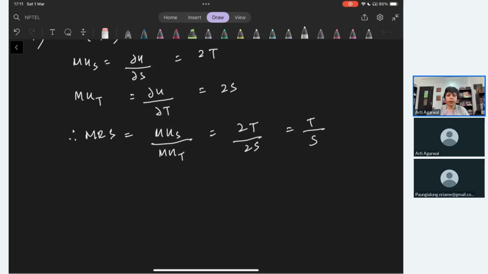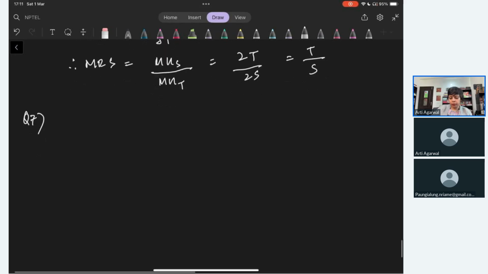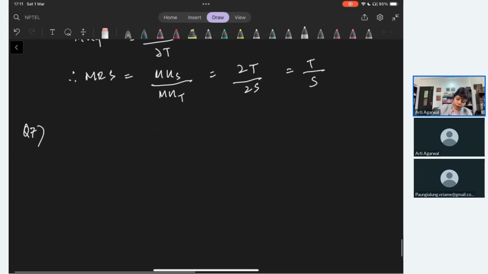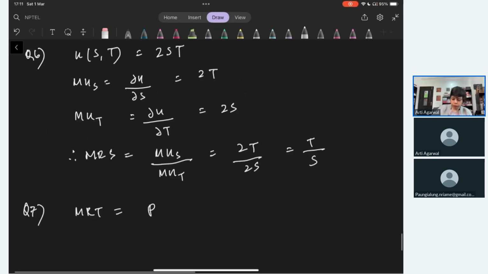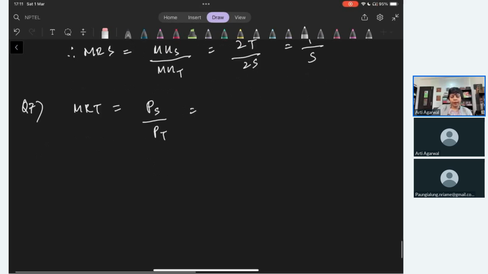Now the next question in the same problem is to find her optimal bundle. We are given that MRS is T by S, and we are given the prices also, so we can find MRT, which is price of S upon price of T. Price of S is 80, and price of T is also 80. So both have the same price.